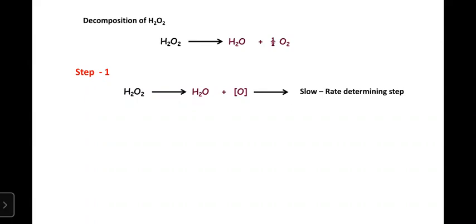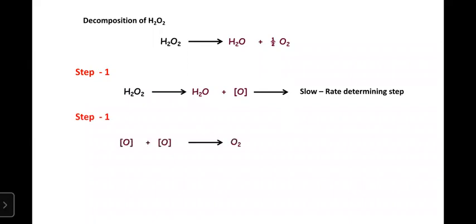And we consider a special case here, that is the decomposition of H2O2. It can take place by means of two steps, right? This is the overall reaction. In the first step, look at this carefully, there is production of nascent oxygen. H2O2 gives H2O and one nascent oxygen. That is the slowest step of the reaction, nothing but the rate determining step.